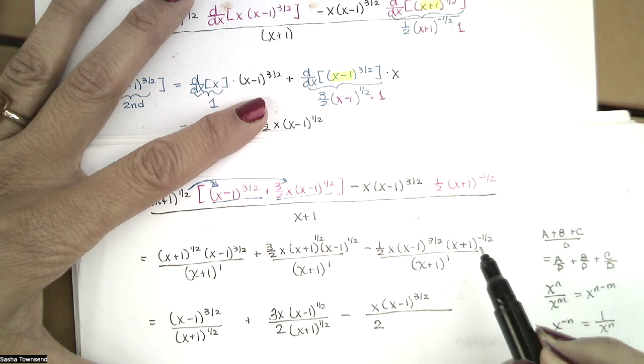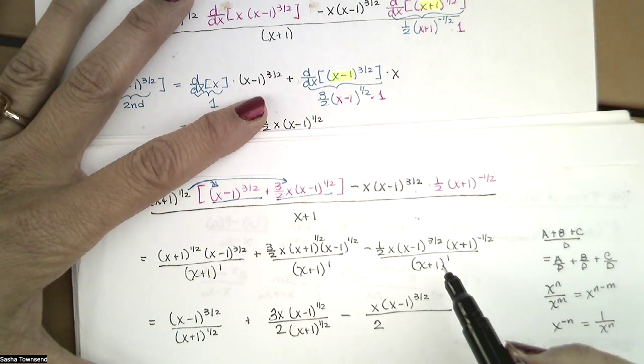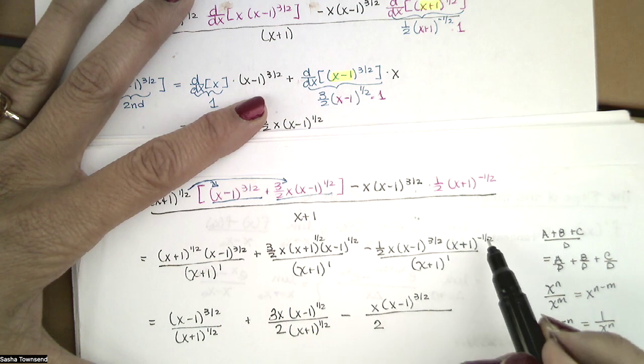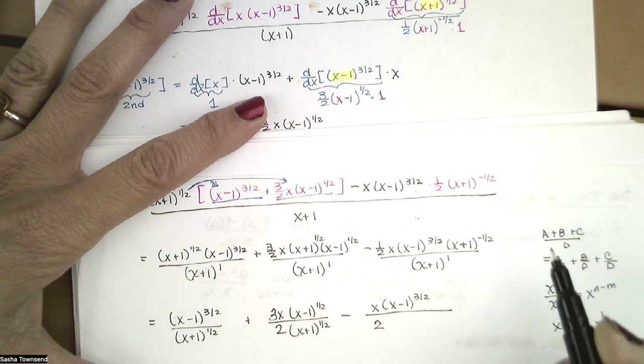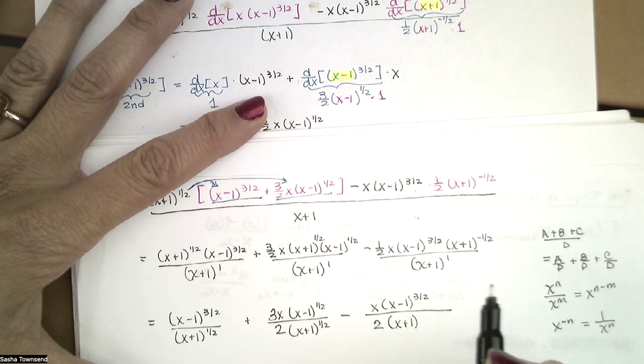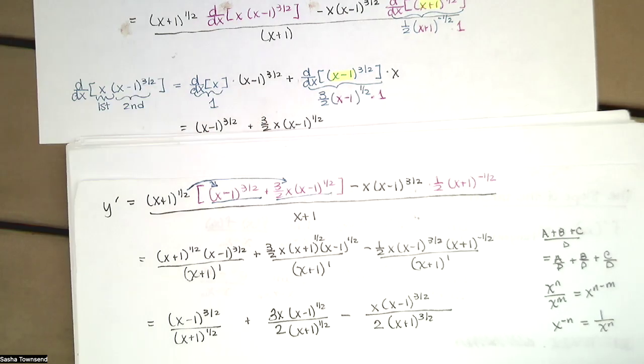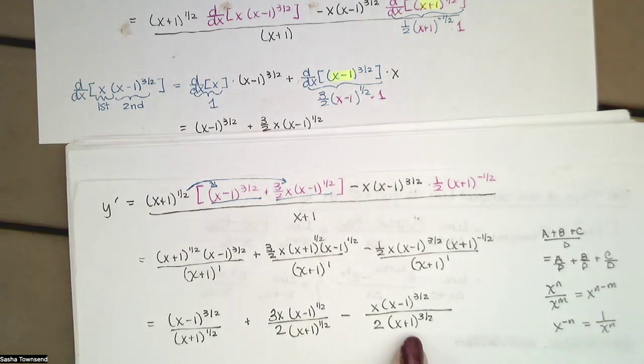But here, we've got x plus 1 to some power divided by x plus 1 to a different power. So we subtract the exponents. This is x plus 1 to the negative 1/2 minus 1, which is x plus 1 to the negative 3/2. Raising something to the negative 3/2 is like putting it in the denominator with positive 3/2 power. So that is our term there.